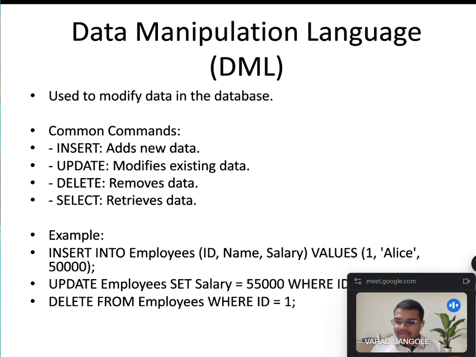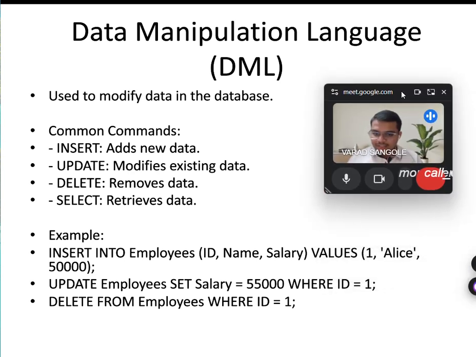Here we can see insert into employees. So here we are inserting the ID, name and salary of an employee. Then we are updating these. Here we can see that we are updating the employee's salary to 55,000. The employee's salary was 50,000, and now we are incrementing it to 55,000.